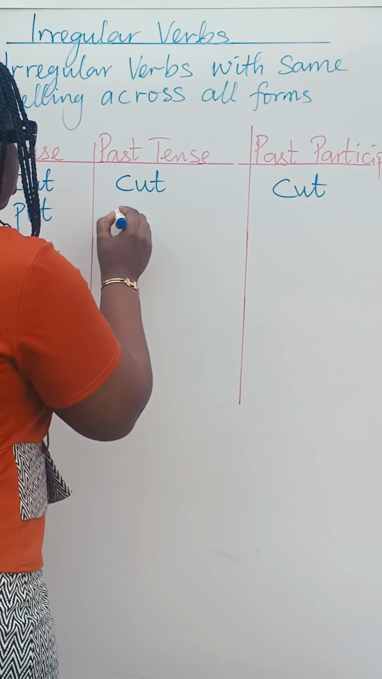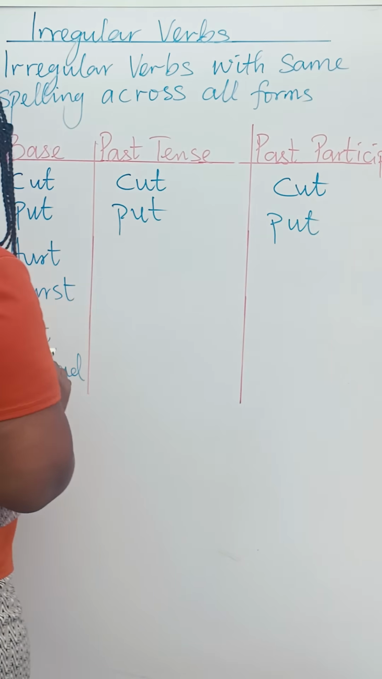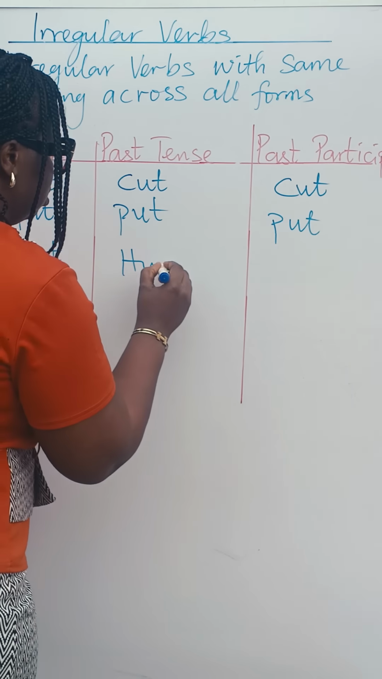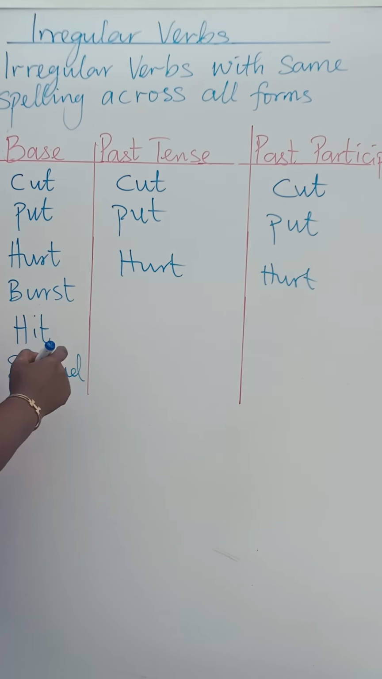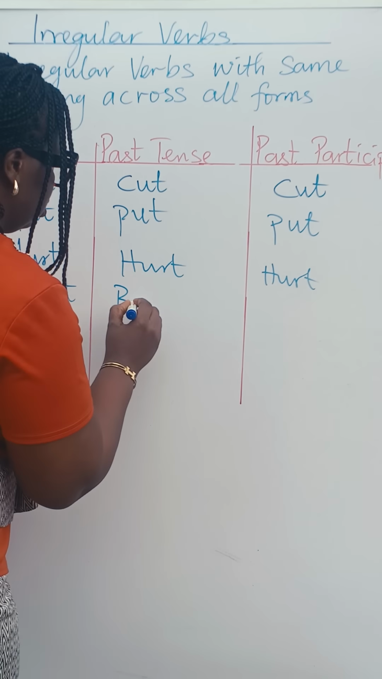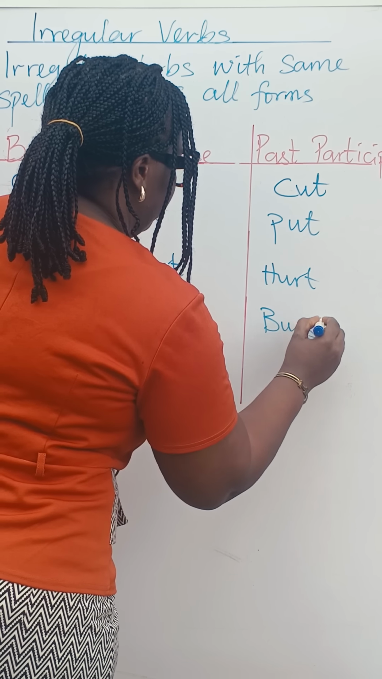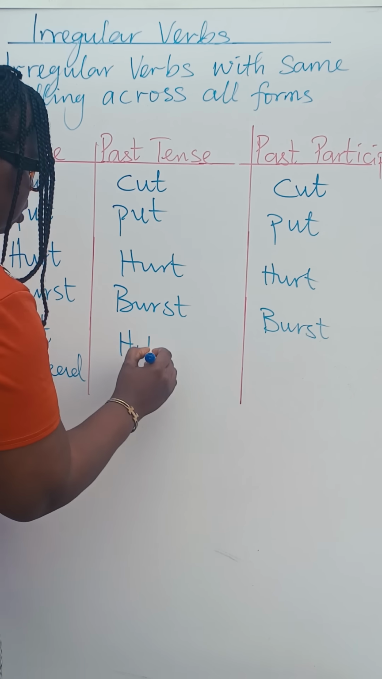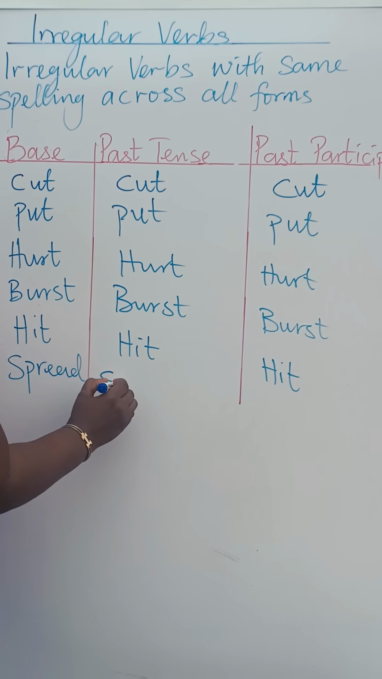Now we have put, which is still put and put. The third one is hit, hit, hit. The fourth one is bust. Bust, bust. There's nothing like busted. Fifth one is heat. Heat, heat, and heat.